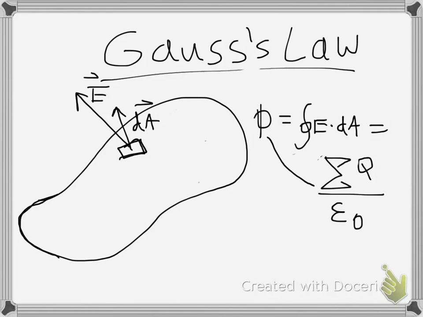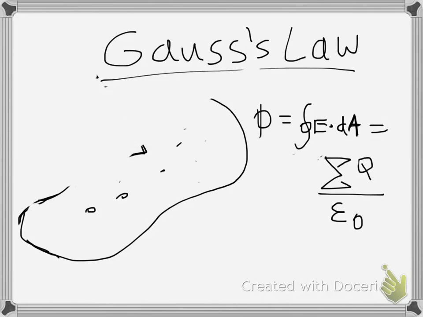So Gauss's law says that the electric flux through a closed surface is the sum of the charges inside divided by epsilon naught. And remember, this is only for surfaces that are closed. So if we have a closed surface, we add up all the charges inside and divide by epsilon naught to find the electric flux through the closed surface. So let me do an example using this.